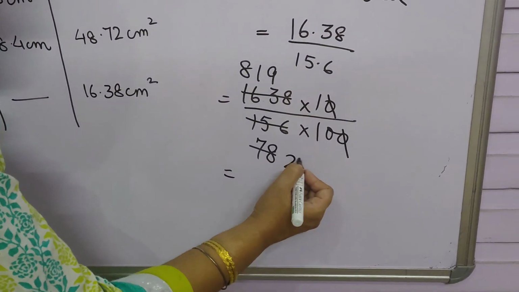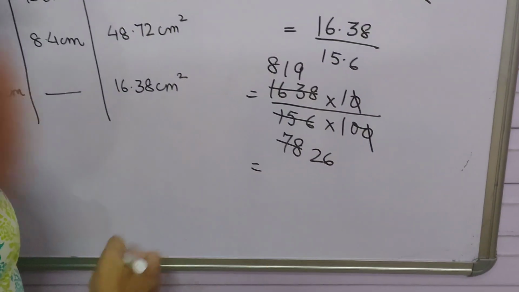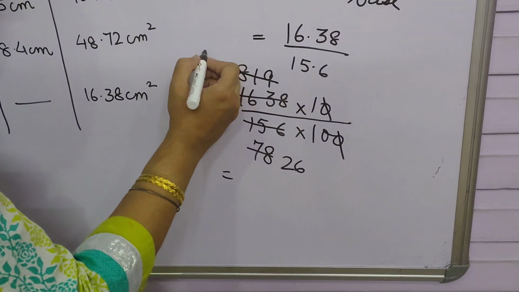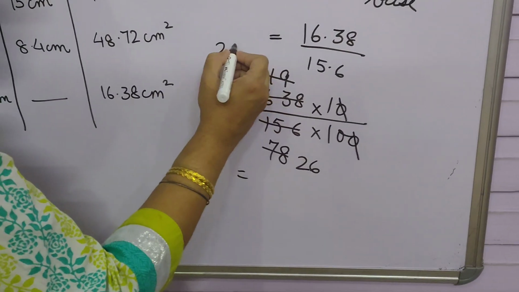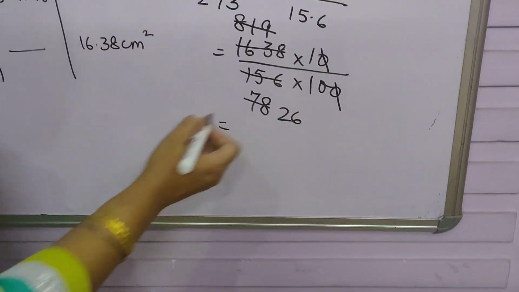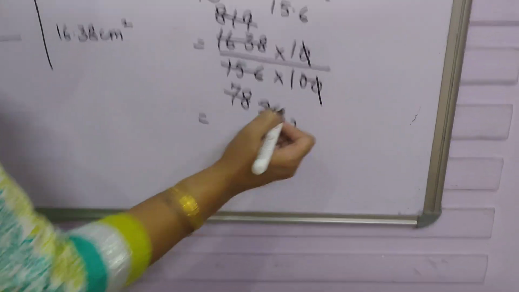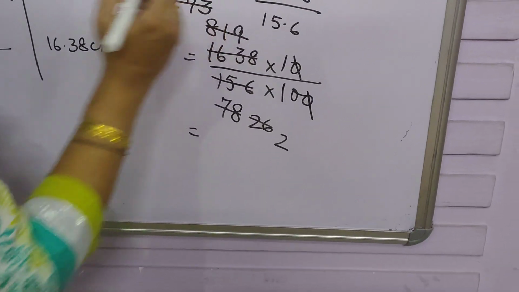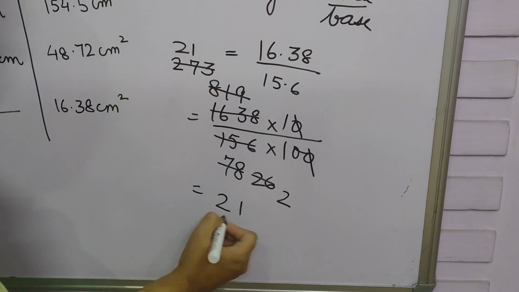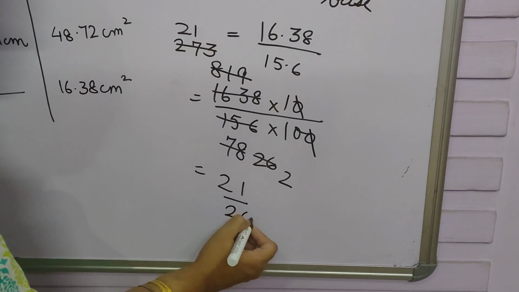2 threes are 6. 26. Again divide this by 3. 2 threes are 6. 7. 3. Now, these both numbers are divisible by 13. 13 twos are 26. Now it is 21 upon 20.